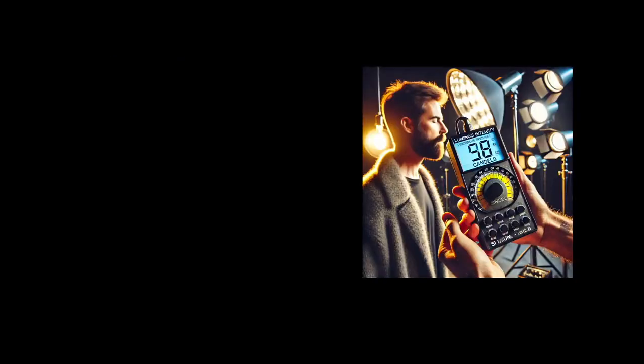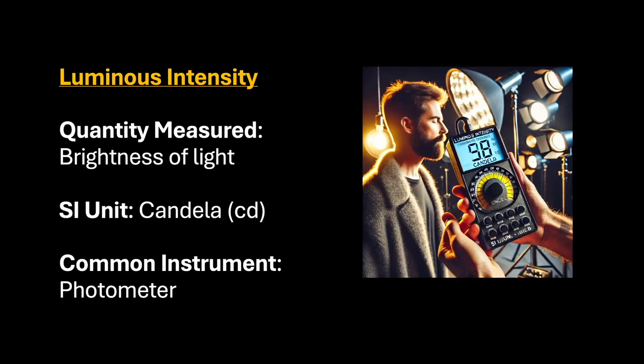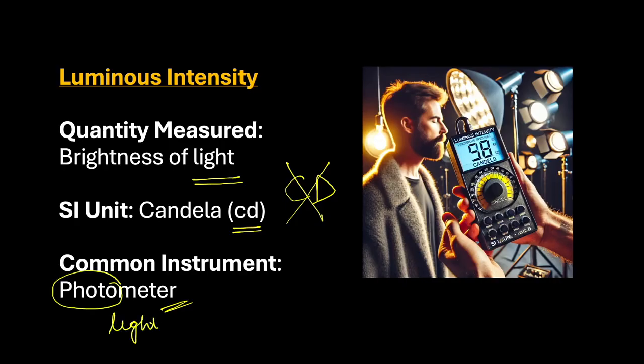Now the next one might be new to you. It is luminous intensity, which actually measures the brightness of light. That's right. We can actually measure how bright the light is. The SI unit is candela and the symbol is small c small d, not capital C capital D, but small c small d. And the common instrument that we use is photometer. Like the name suggests, photo is for light. So a meter that is used to measure the light, the brightness of light, is photometer.